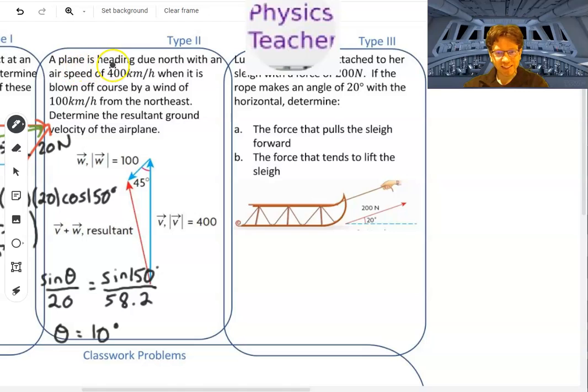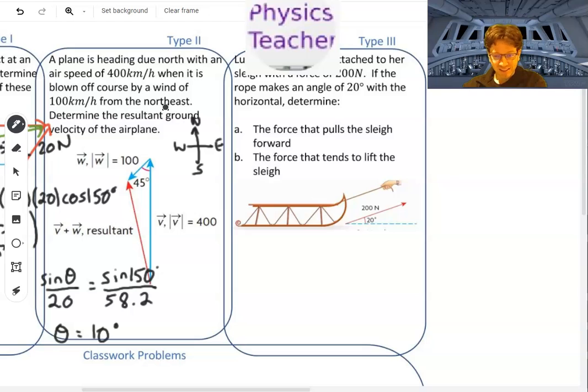Example 2 says a plane is heading due north with an airspeed of 40 kilometers per hour when it is blown off course by a wind of 100 kilometers per hour from the northeast. If something's coming from the northeast, that means it's heading in the opposite direction, which would be southwest. Here's your compass directions. If you remember the acronym, never eat shredded wheat. So if something is coming from the northeast, then it's going southwest. So we have our vector here, southwest. If we simply say southwest without being specific to the angle, that means it's perfectly southwest. And so the angle is 45 degrees, which would be half of 90.